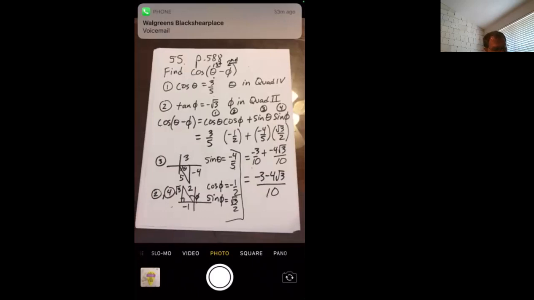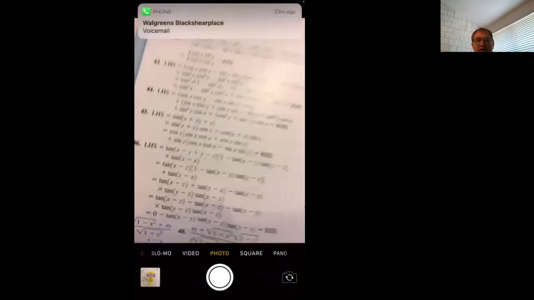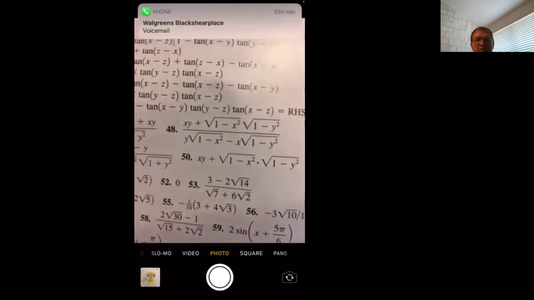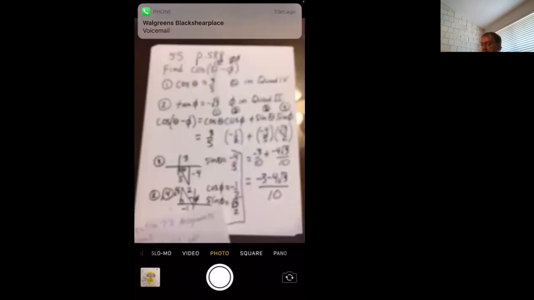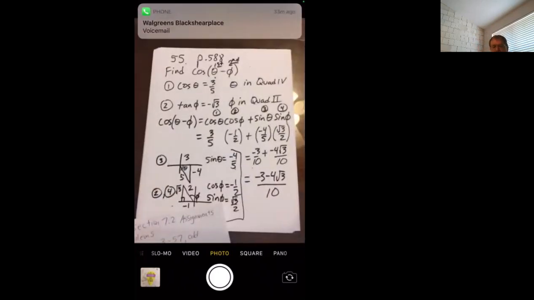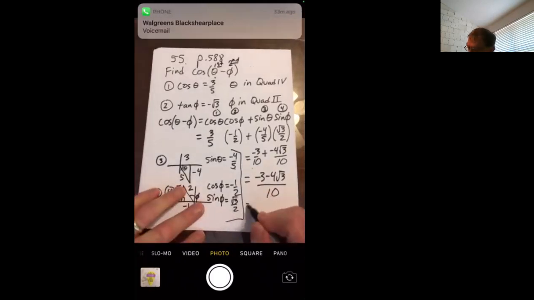Yeah, they pull out a negative 1/10, but you got your 3 plus 4 root 3. Pull out the negative, pull the 10 out, 3, add 4 root 3. They pull a negative 1/10 to the front.